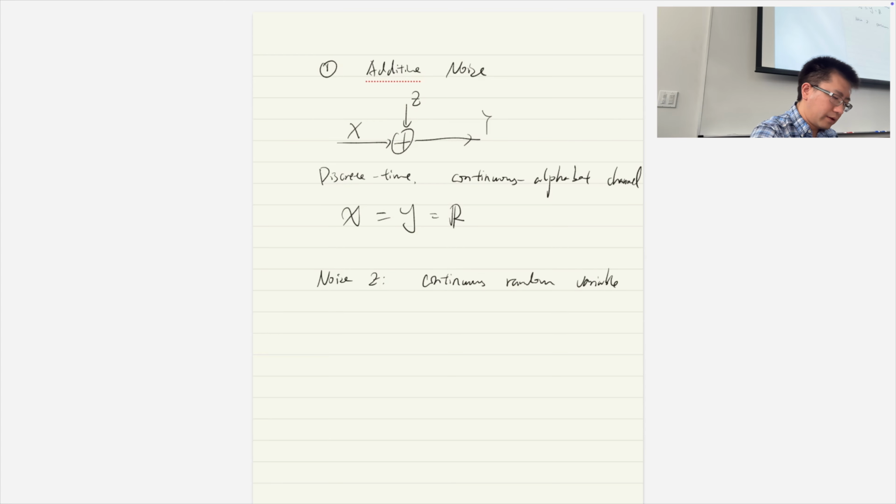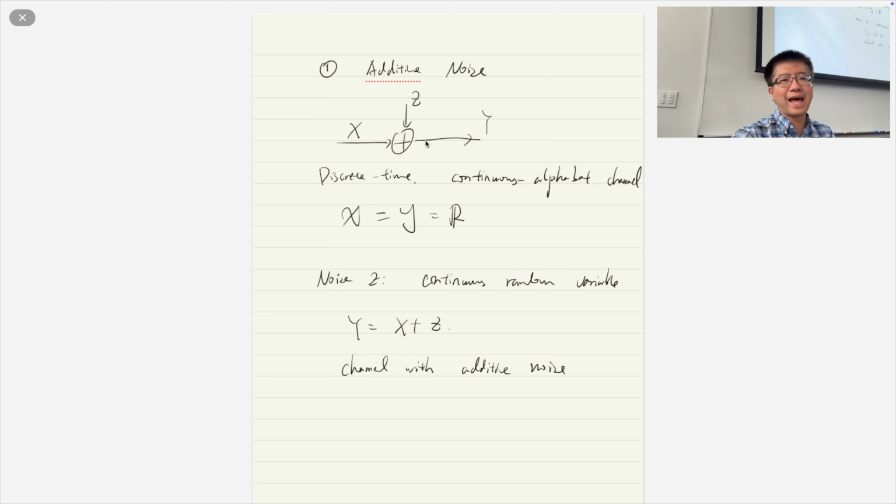Okay, and here obviously y equals x plus z, and this plus is just a plus. It's not the modulo operation that we discussed before. This channel is called the channel with additive noise, because noise is added on x. In practice, it is possible that the noise can be multiplied on x, but here we'll consider the most simple case.